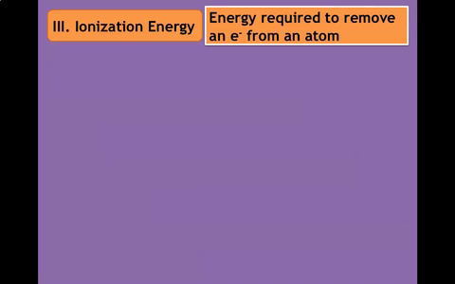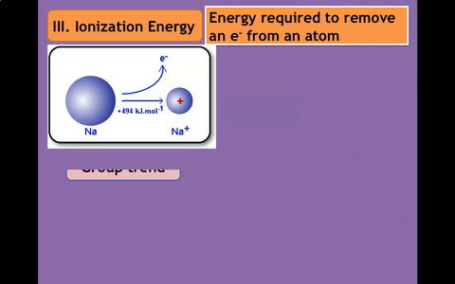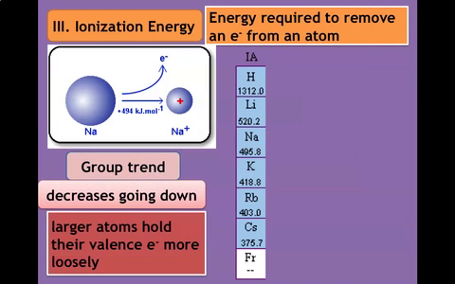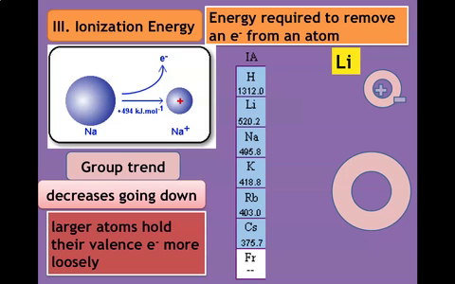Okay, for ionization energy, it's the energy required to remove an electron from an atom. So the group trend is it decreases going down, and it's because the larger atoms don't have as much of a hold on those really outside electrons. So we have lithium again, and its protons are right next to its electrons, and then you have potassium again, whose electrons are a little bit further away, so it takes less energy to take that electron away from potassium than it does from lithium.